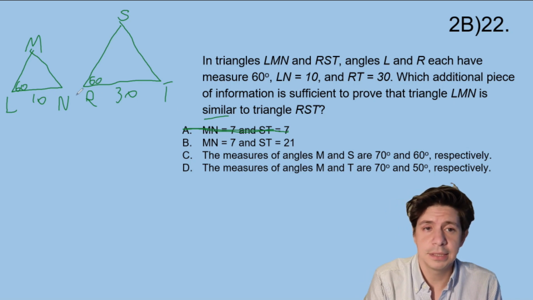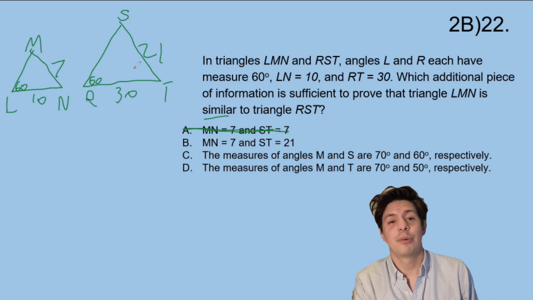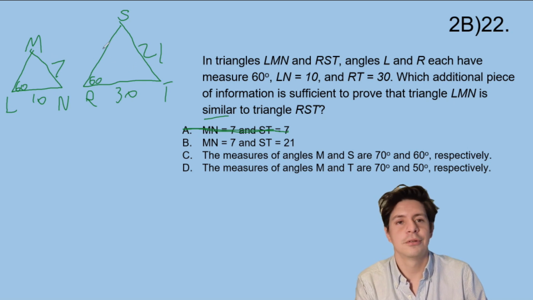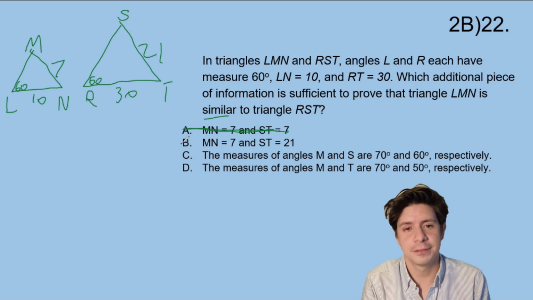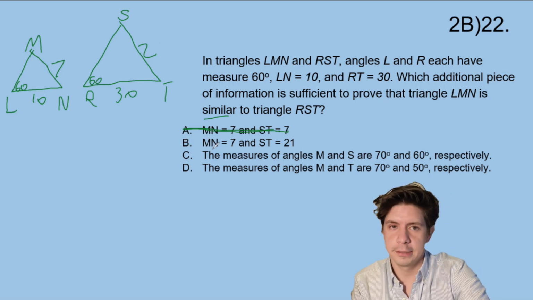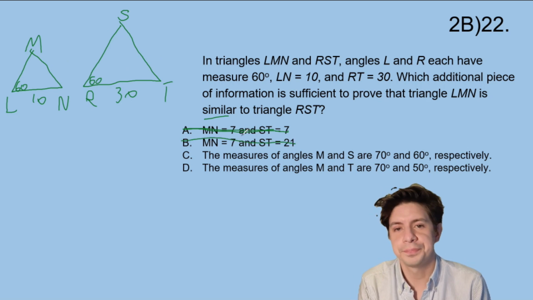Next, MN equals 7 and ST equals 21. Okay, that's interesting. Then we can maybe do some talking, right? Because this is this, and this is this, but we don't know anything about the angles, and we don't know if they are proportional. So again, not enough information. Not as obviously wrong as A, but wrong enough to not be what we want. We are strict about how to prove it.